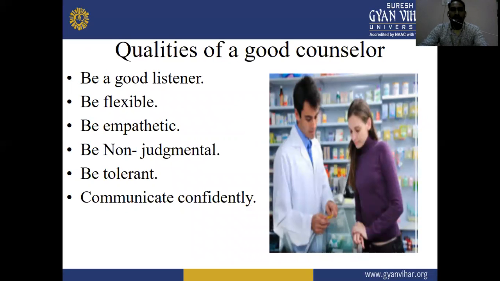Next one, qualities of a good counselor. What are the qualities of a good counselor? Be a good listener, be flexible, be empathetic, be non-judgmental, and be tolerant. And last quality of a good counselor is to communicate confidently. Those are the qualities of a good counselor.